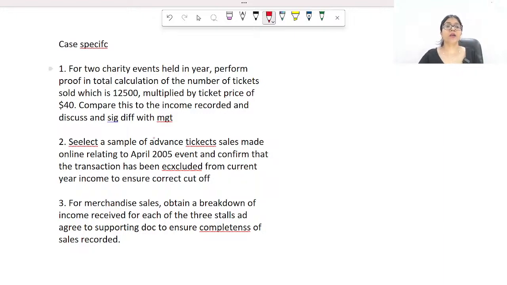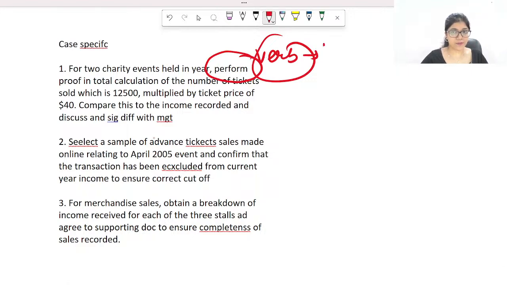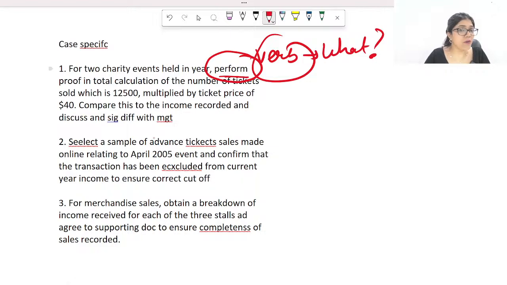Okay, let's start. So first of all, we got to know that they have two charity events in the year. So of course we will be inculcating that in our answers. So if you see, for two charity events perform, this is my verb over here, which is answering. Which question is it answering, guys? It is answering my question of what, right? Proof in total calculation. So what are we doing? We are performing.